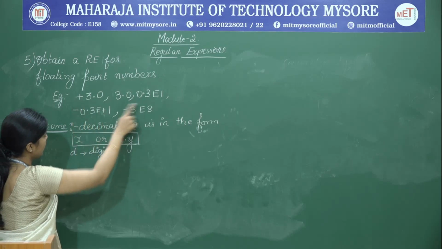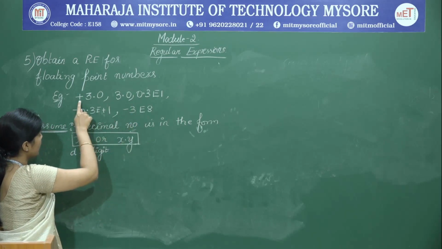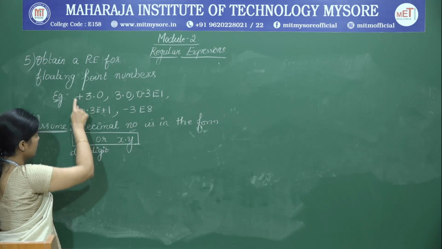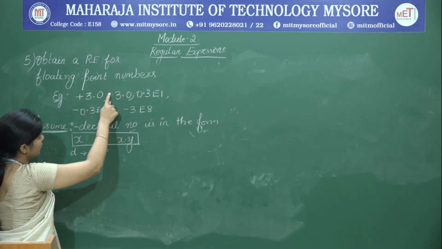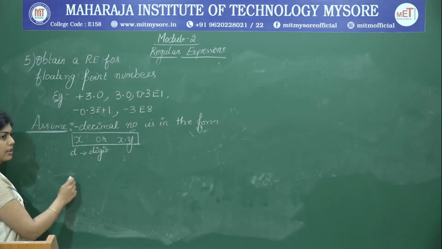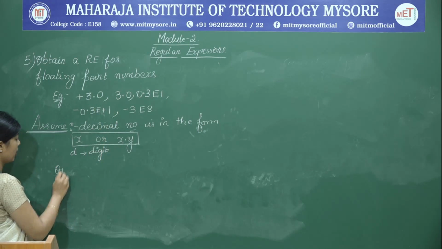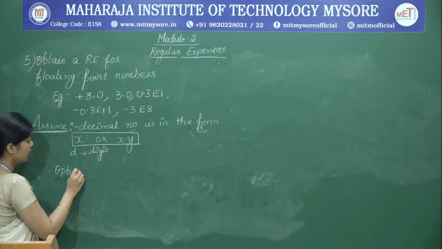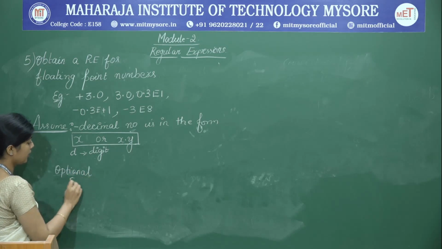Next, we have a few examples of the numbers that they have given. It may have a plus, or there is also a possibility that we do not have a sign here. So the first thing the floating point number is going to contain is an optional sign.